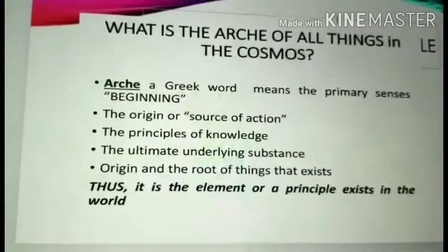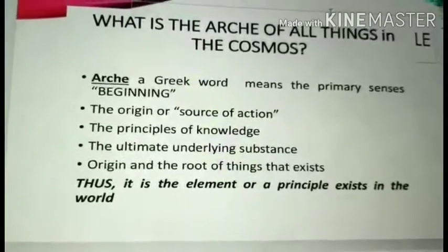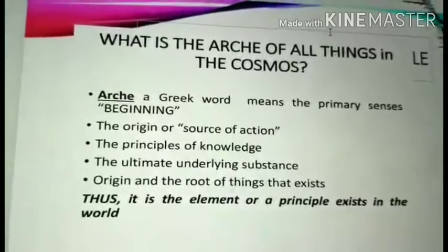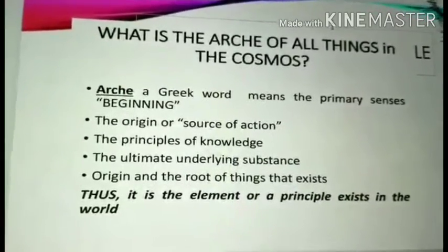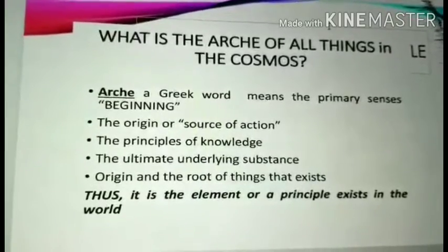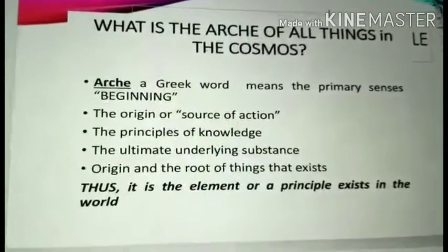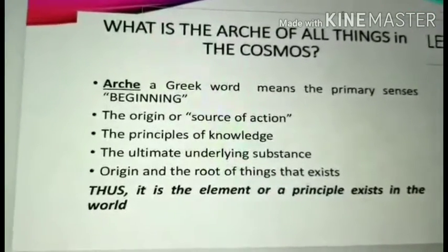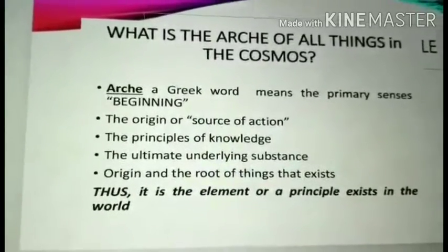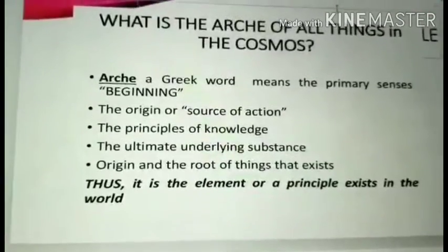Next we have arch. What is the arch of all things in the cosmos? Cosmos is another term for universe. So the question is, where did the universe come from, what is its origin? Arch is a Greek word which means the primary source or beginning. We have here the different philosophers who have different beliefs about where the universe came from or what makes up matter.